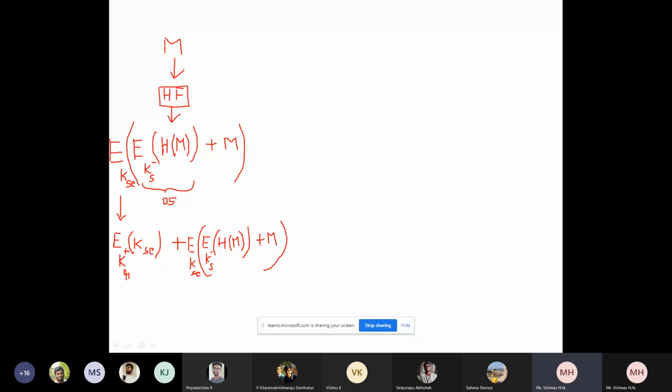Initially you have a message, you are giving that message to a hash function, and you will generate the hash code of that message. I will call it H of M, and that hash code will be encrypted using the sender's private key. You call that a digital signature. You are appending the message to the digital signature, and all together you are encrypting using a session key.